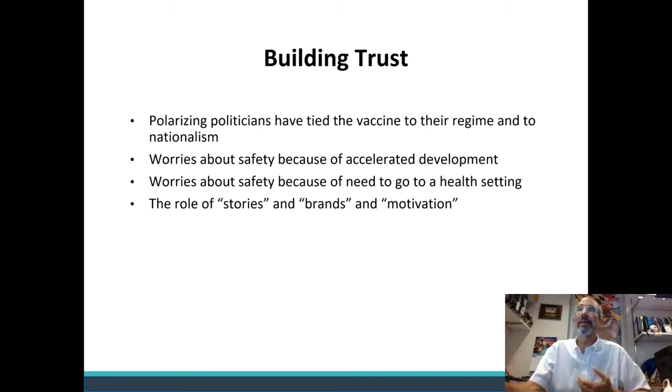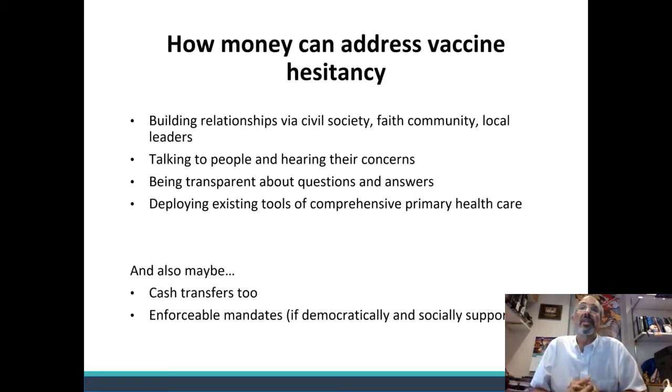So when we're thinking about the complex link between what we have in our hand, which is money, and what we want to achieve, which is trust, there is a long circuitous passageway. The money that we have needs to somehow go into building relationships with people who need to trust the vaccine. These relationships are with civil society leaders, with religious leaders, with local political leaders who now get to know a little bit more about the vaccine.